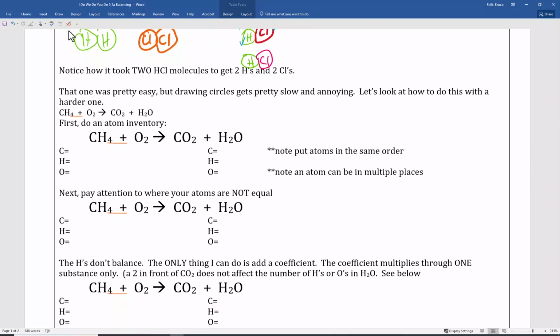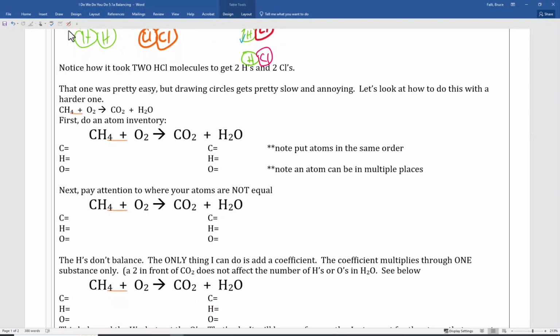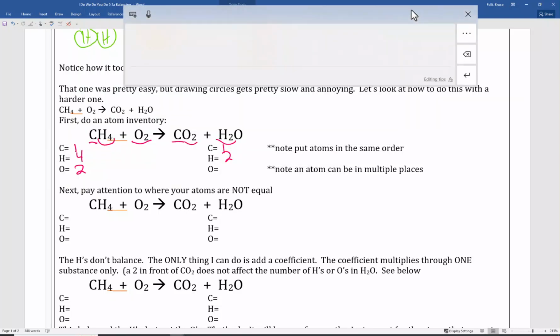So this is what I heard called an atom inventory. Okay, so what I'm going to do is count out how many carbons there are. On the left-hand side, I have 1 carbon. On the left-hand side, I have 4 hydrogens. On the left-hand side, I have 2 oxygens. On the right-hand side, I have 1 carbon. On the right-hand side, I have 2 hydrogens. And on the right-hand side, I have 3 oxygens.